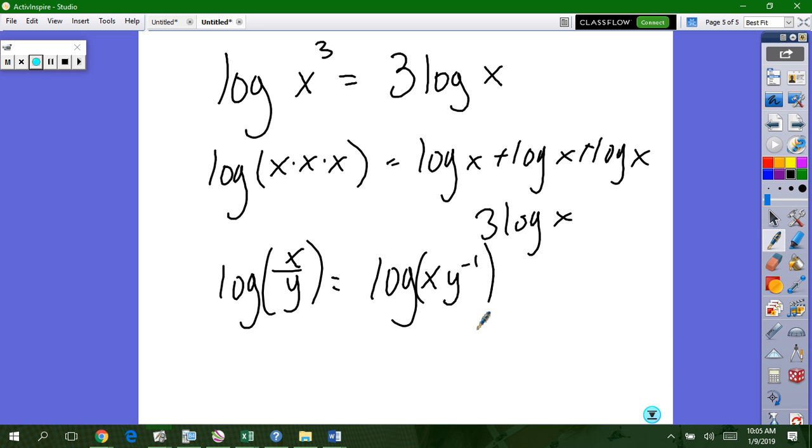Because it was downstairs, so I brought it upstairs. I switched its side. What do I see there? Multiplication. What do we do with the power? Well, to the front. What's positive times negative 1?